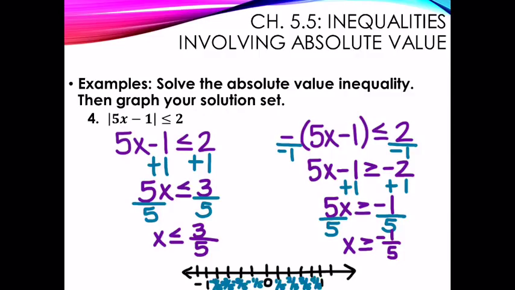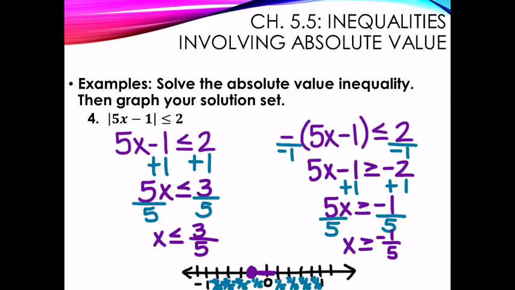Okay, so I'm going to start with the smaller number, which is x is greater than or equal to negative 1/5. So negative 1/5 is going to be the first mark to the left of 0. Since it is greater than or equal to, I'm going to do a solid circle, and then I'm going to be shading to the right. And I'm going to pause right there while I shade.